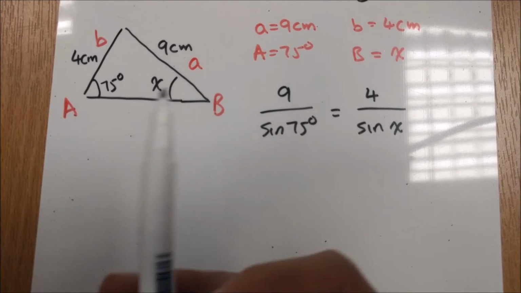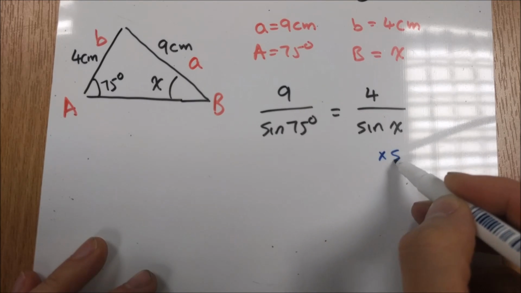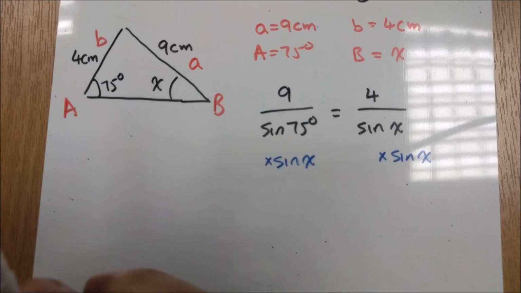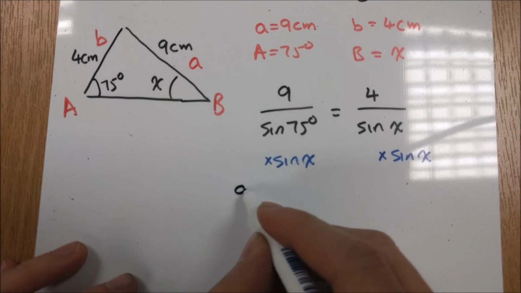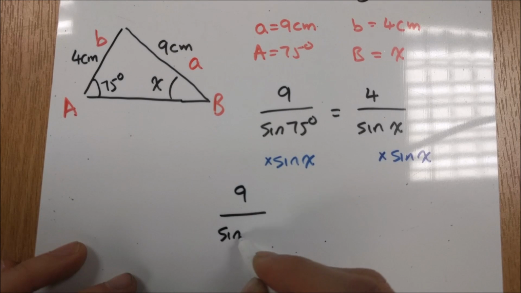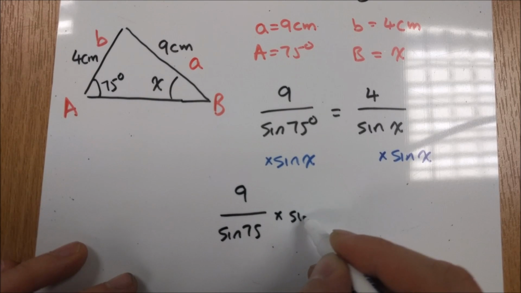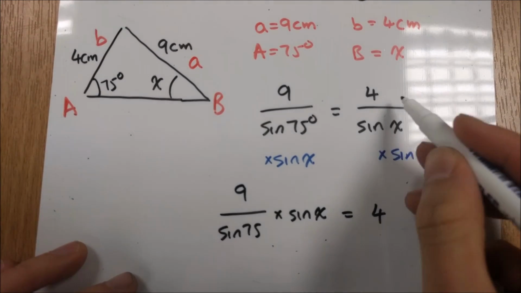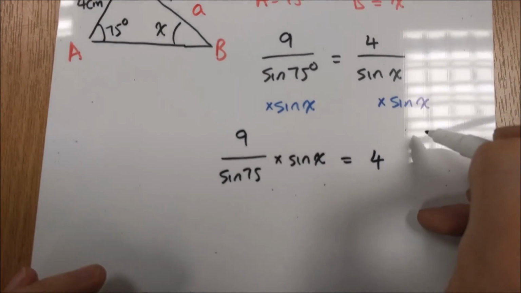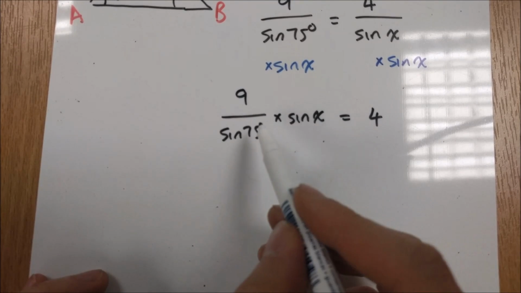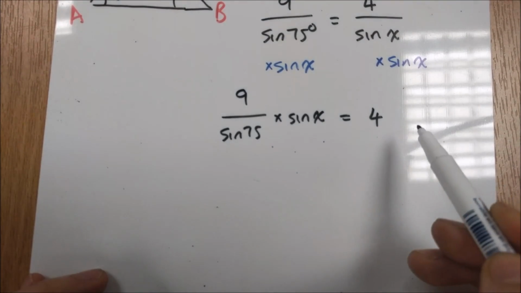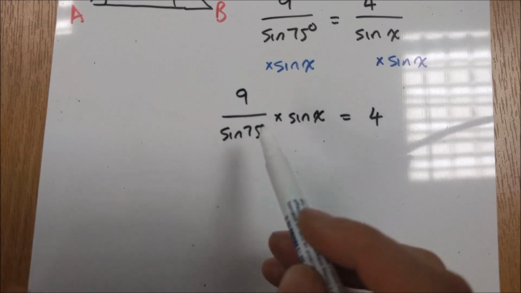To get the divided by sine x out of the fraction, I'm going to have to times both sides by sine x. So on the left hand side, I will have 9 over sine 75 times sine x equals 4 divided by sine x times sine x. They cancel, so I'm left with just 4. Now I need to do the opposite. I need to move the 9 over sine 75 to the right hand side to get x by itself.